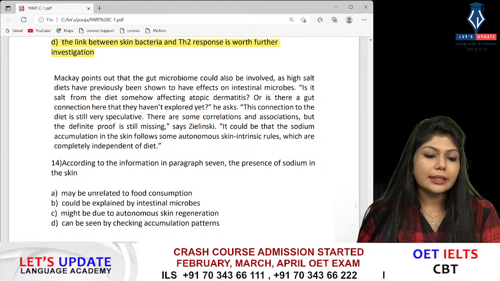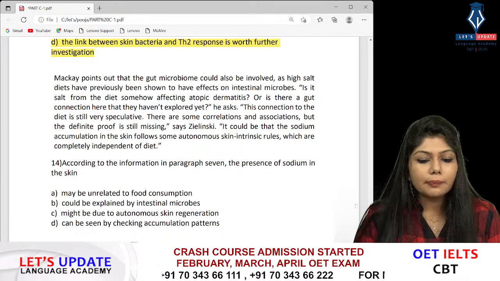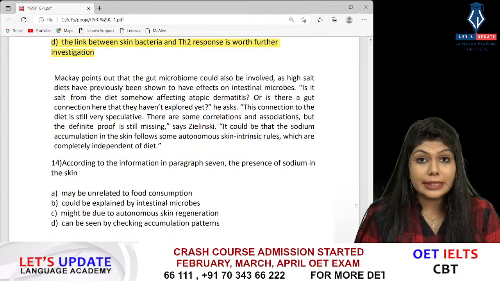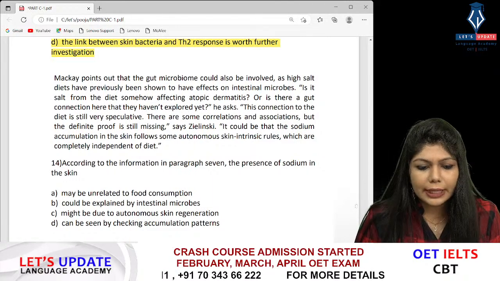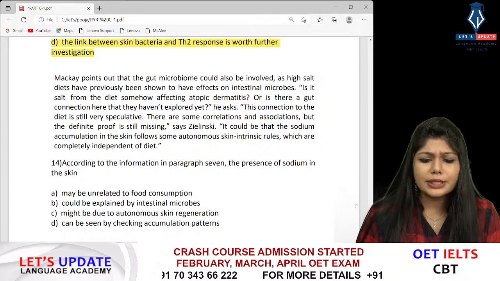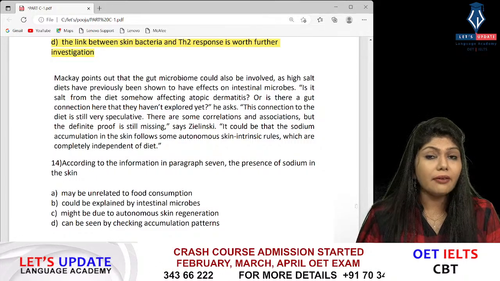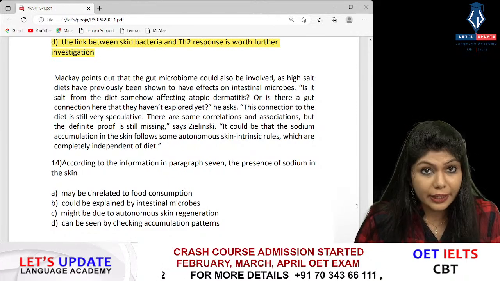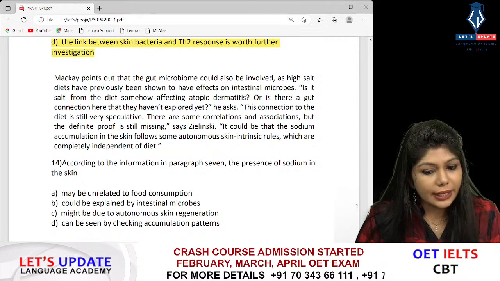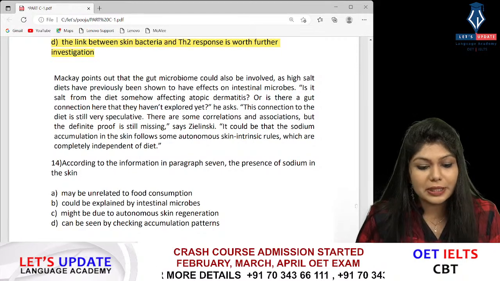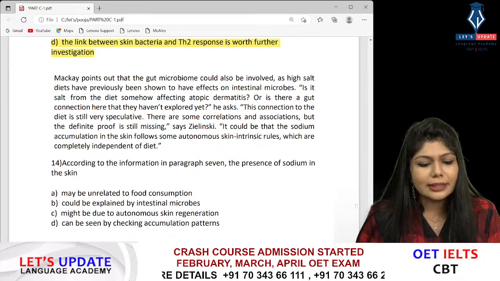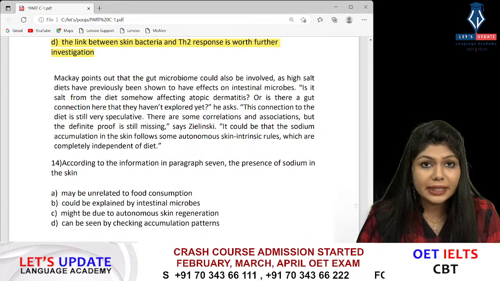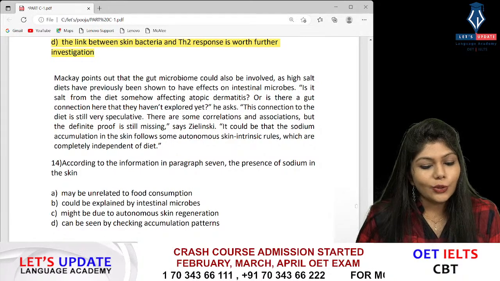Okay, so now let's read it together. So Mackey points out that the gut microbiome could also be involved, as high salt diets have previously been shown to have effects on intestinal microbes. Is it salt from the diet somehow affecting atopic dermatitis? Or is there a gut connection here that they haven't explored yet? He asks. This connection to the diet is still very speculative. There are some correlations and associations, but the definite proof is still missing, says Zelensky. It could be that the sodium accumulation in the skin follows some autonomous skin intrinsic rules which are completely independent of. So that is the paragraph.